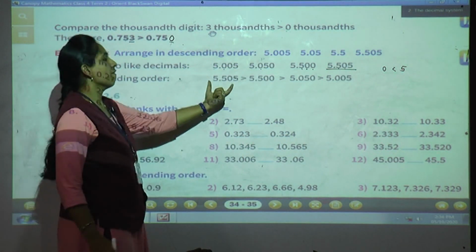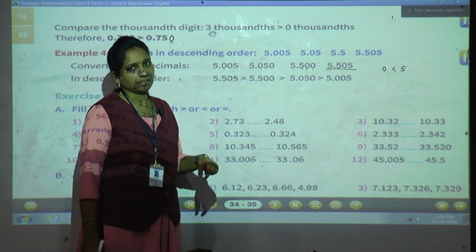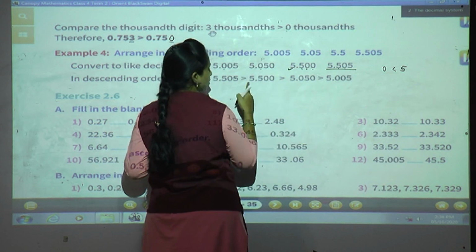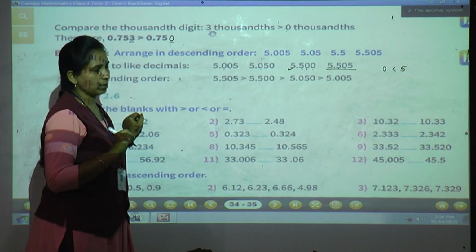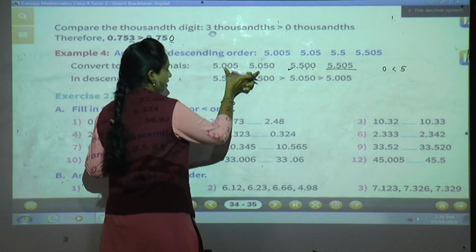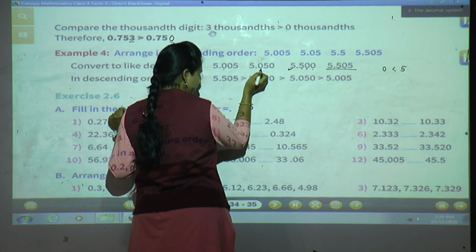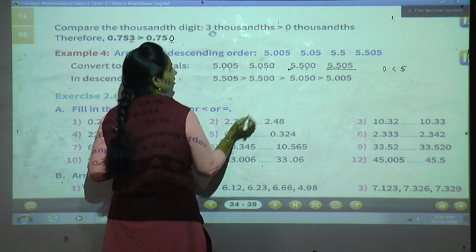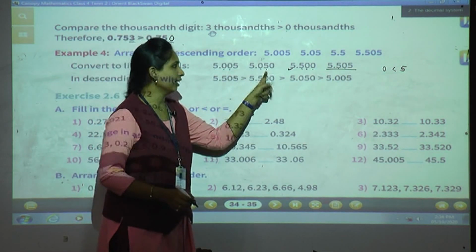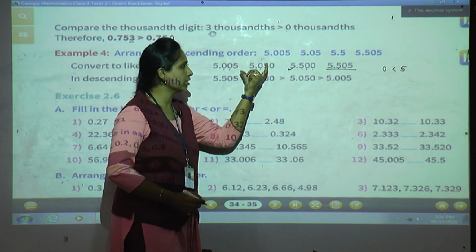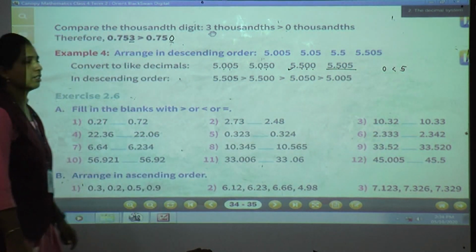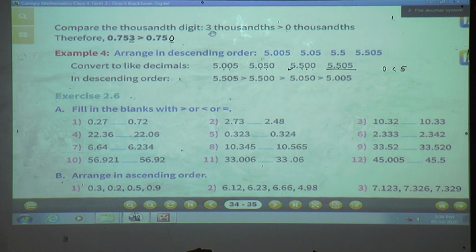So write first 5.505. The second, automatically this will be second, isn't it? So 5.500. Then we need to compare these both numbers. Now we came till tenths place. Now we will compare the hundredths place. Here 0 is there, here 5 is there. Which is greater? Of course 5, means we have to take this number first. 5.050. Then last 5.005. Clear till here? Yes?